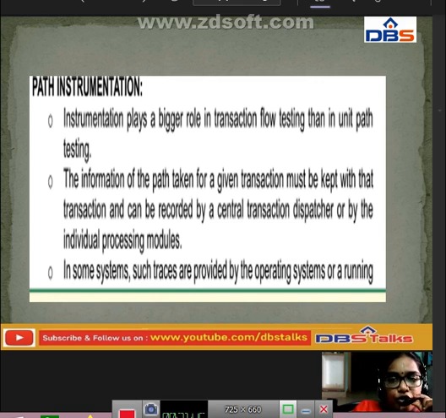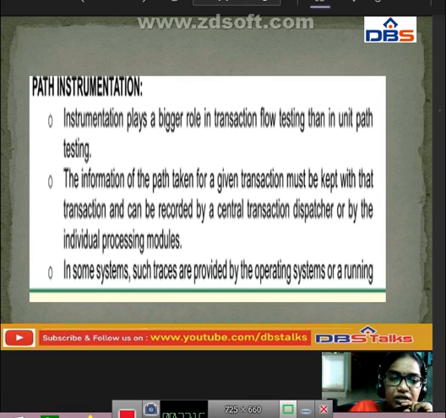Here it is a path instrumentation. Here the instrumentation is going to play a bigger role in transaction flow testing than in unit path testing. When compared with transaction flow testing and unit path testing, instrumentation is playing a somewhat bigger role here. It is playing a major role in transaction flow testing when compared with unit path testing.